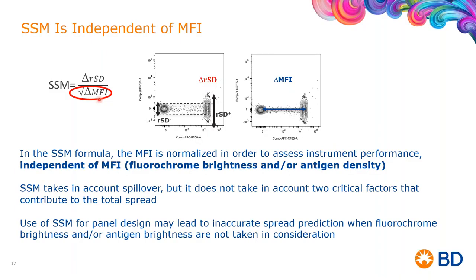They did this because the main intent of this tool was to monitor instrument performance. So they wanted to eliminate any potential variable that would come from reagent or experimental setup. If you have a different batch of a reagent or a different donor, that will contribute to a different SSM. But if you want to monitor instrument performance, you want that to be independent of MFI. So it's a great tool for monitoring performance. But as you have seen, by virtue of removing or normalizing for the MFI, we're going to be less accurate in spread prediction because we're not taking into account the multiplier. We're only looking at a part of the equation.